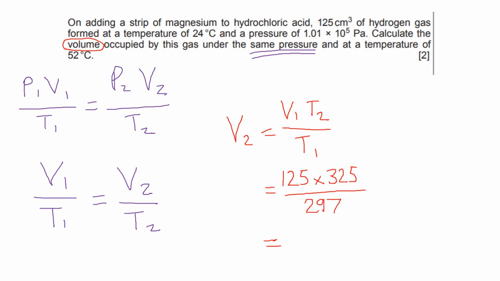And you chuck all that into your calculator. And the new volume is 137 centimeters cubed. And let's see if this makes sense. We've increased the temperature from 24 degrees to 52 degrees. So by increasing the temperature, the volume of the gas should increase at a higher temperature, and it's gone from 125 to 137, which makes perfect sense. So that is good news. And let's look at one more example to finish.